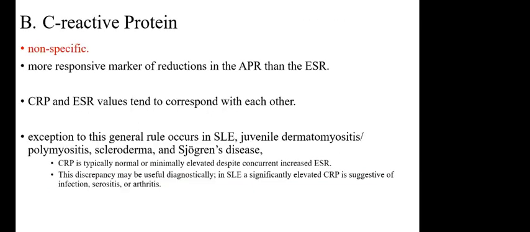The second biomarker is C-reactive protein. This biomarker is non-specific but more ideal for monitoring the disease, as the CRP could fall within 1 week from resolution of inflammation. CRP and ESR values tend to correspond with each other, with exceptions in some rheumatological diseases like SLE, juvenile dermatomyositis, and polymyositis, in which CRP is usually normal or minimally elevated unless there is an infection, serositis, or arthritis.